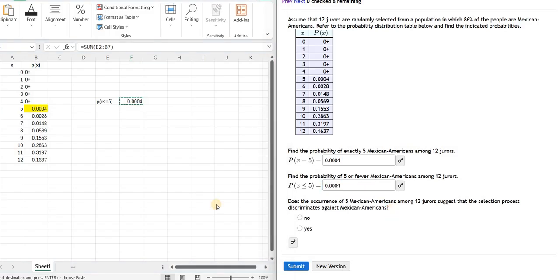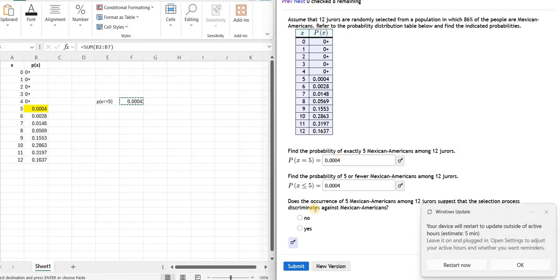Now, to answer the last part, you have to go back to the empirical rule. The empirical rule says 95% of the data lies within 2 standard deviations of the mean, which means 95% is considered the majority and 5% is considered outliers. So if the probability happens to be less than 5%, then I would consider this process to discriminate against Mexican Americans. If the probability is greater than 5%, then the process is not discriminatory.